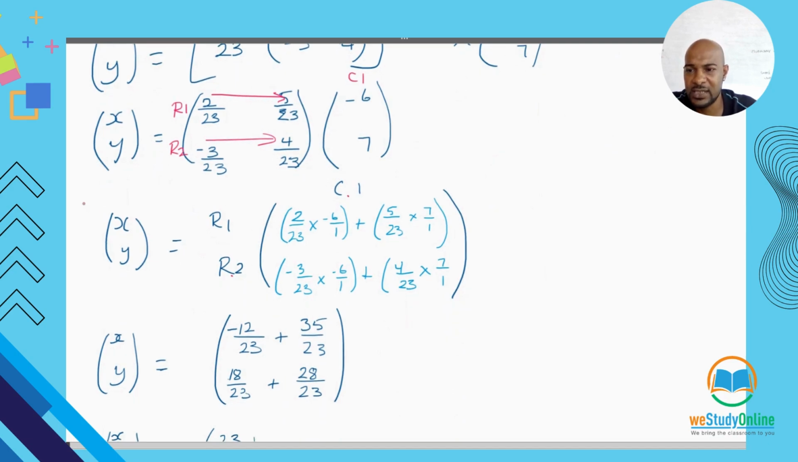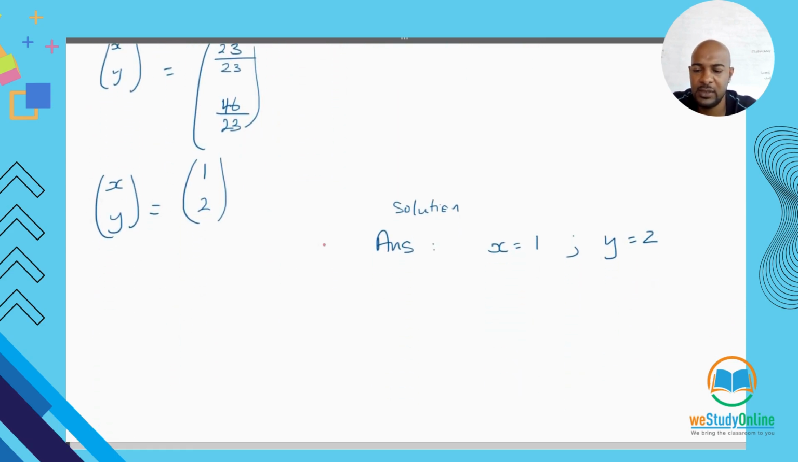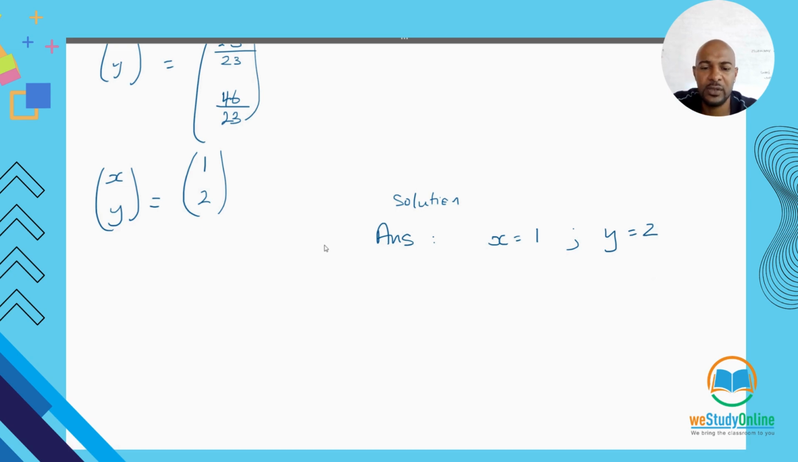Remember, this here is the format of our answer. It's going to be made up of 2 rows and 1 column. So we multiply row 1 by column 1 to get our top value, row 2 by column 1 to get our bottom value. Alright, and our answer is going to be x is equal to 1, y is equal to 2.